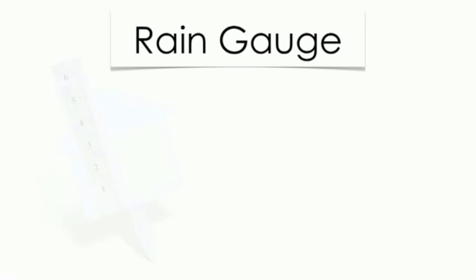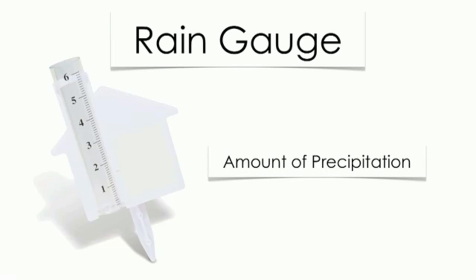And finally, a rain gauge. Now rain gauges are going to be used to measure the amount of precipitation. There's a lot of different units that can be used here. Inches and centimeters are two of the more common ones that are going to be used. So meteorologists can use a rain gauge to determine the amount of precipitation from a storm.